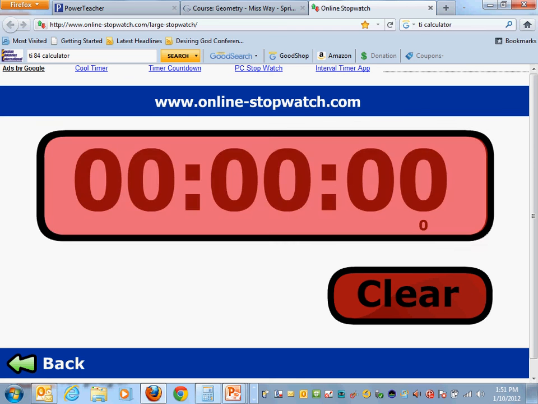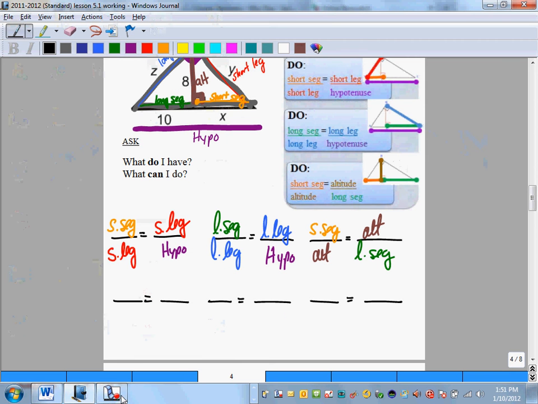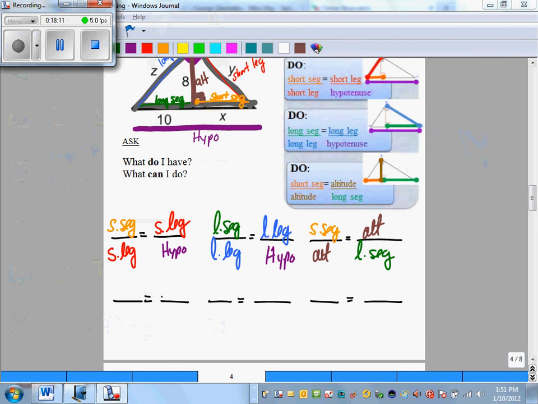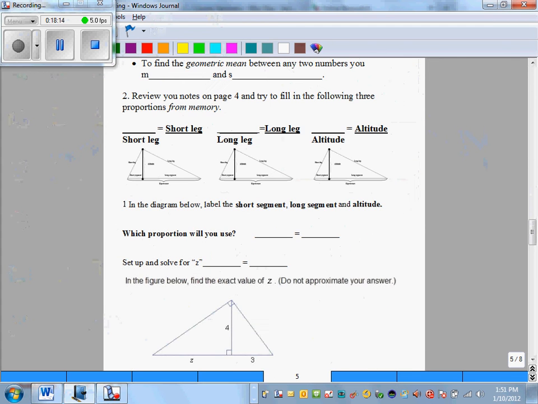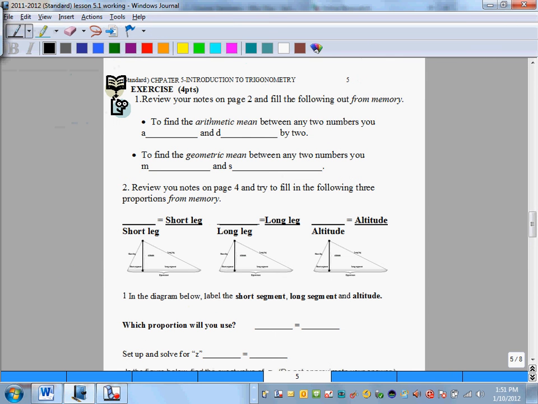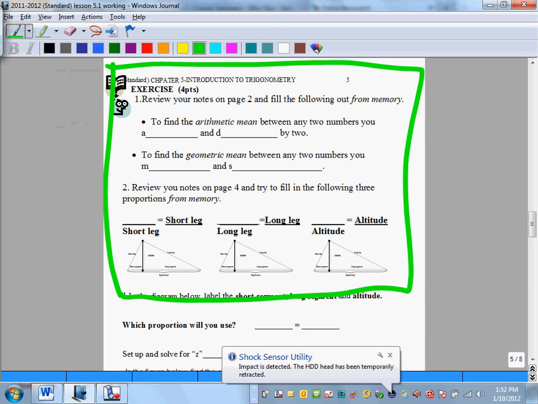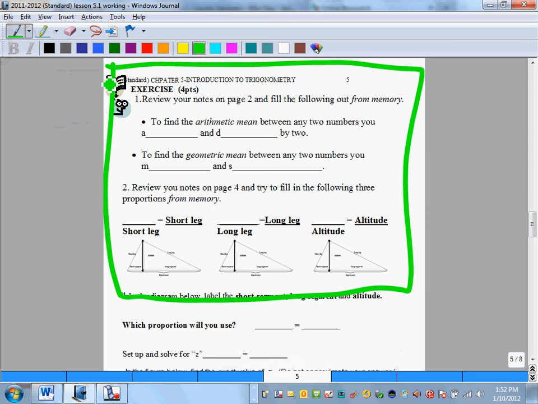Alright, guys. Take your yellow sheets, hide them somewhere so you cannot see them. Hide your yellows underneath something, please. Now turn to page 5. From memory, without looking, I'd like you to fill in this portion of your notes, which I'm going to outline in green. Without peeking at your yellow, guys. Ready? You have 2 minutes. Go.